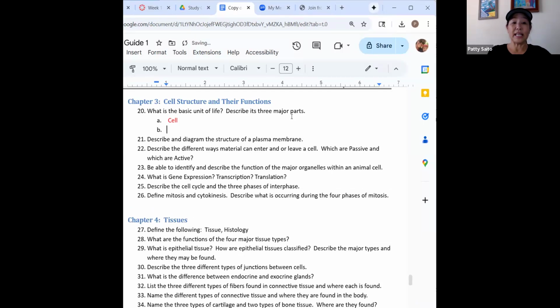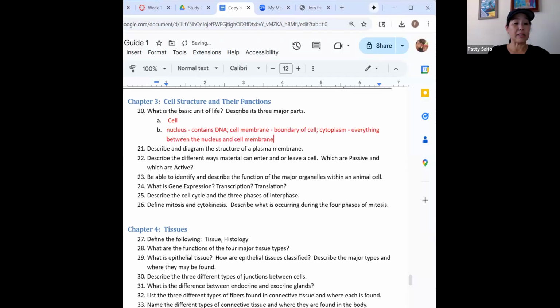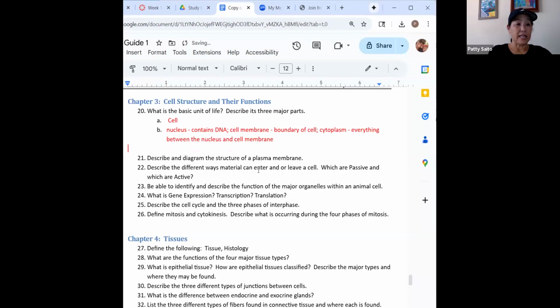The second question, its major parts. So I'm going to list them first, and then we'll take a look at a picture and talk a little bit about it. So there are three parts to the cell. The nucleus contains the DNA, the cell membrane, which is the boundary on the outside, and then everything in between, which is called cytoplasm. All right, so let me show you a nice image here from the textbook.